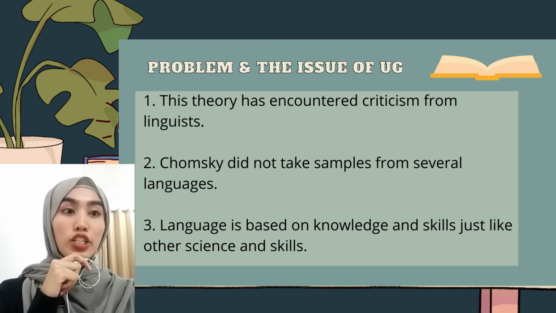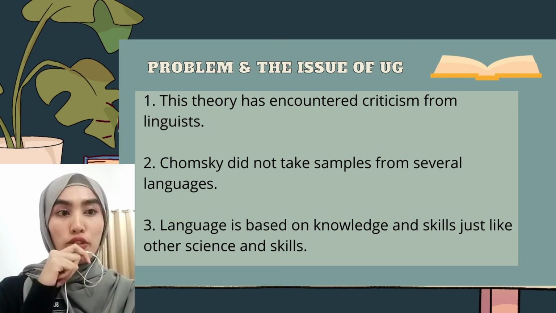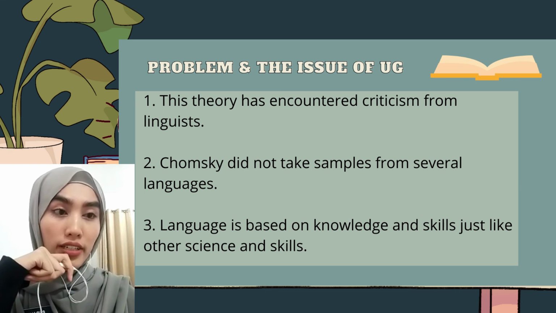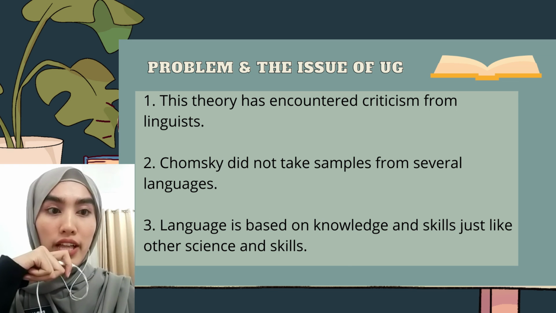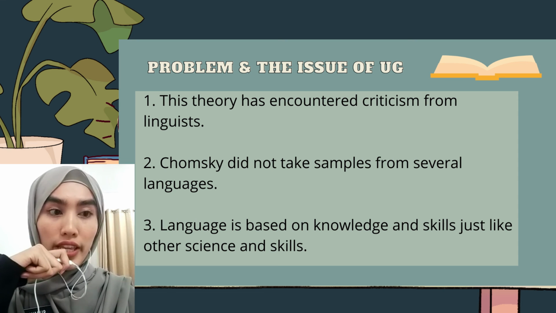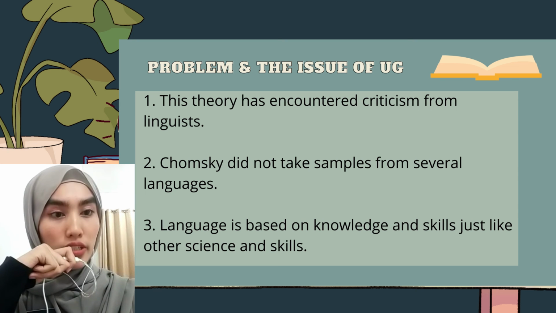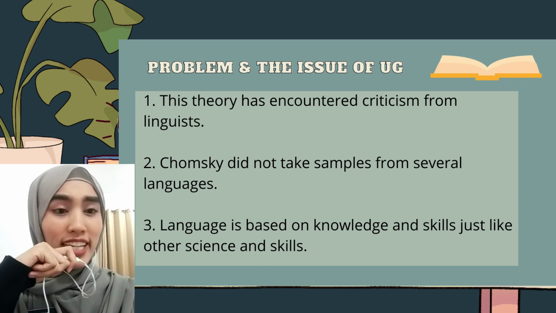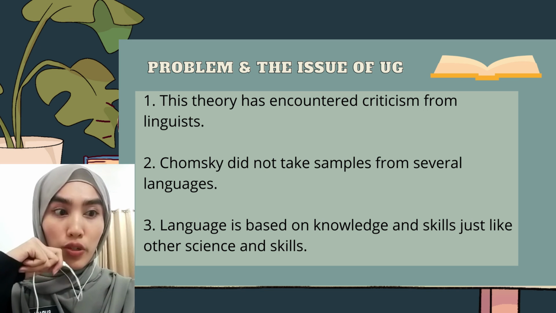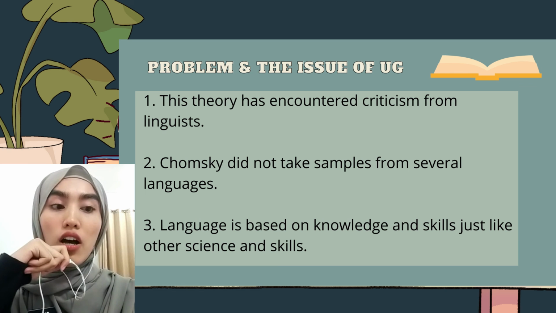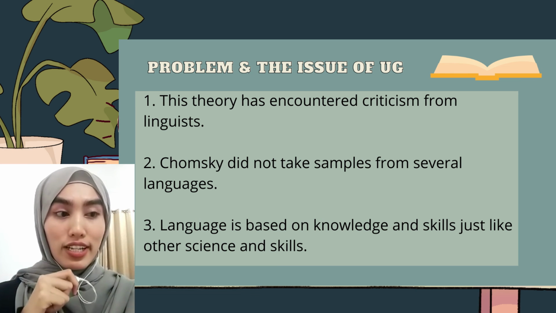For the first issue, the theory has encountered criticism from a lot of linguists such as Jean Piaget, Geoffrey Sampson, Daniel Everett, and others. It is found that Chomsky did not take samples from several languages. When Chomsky proposed the universal grammar and child language acquisition theory, he did not study many languages, but he studied this language only at the level of the nature of the English language.